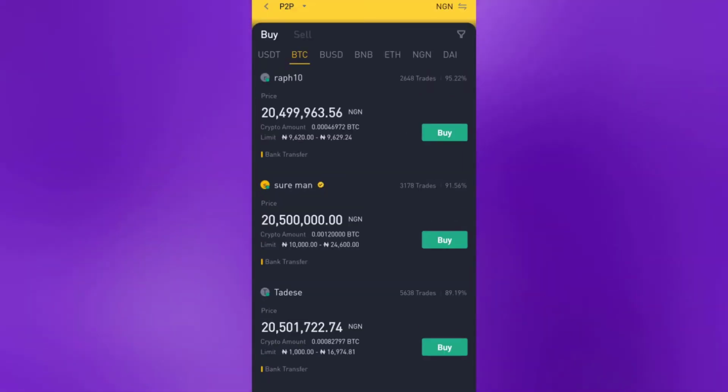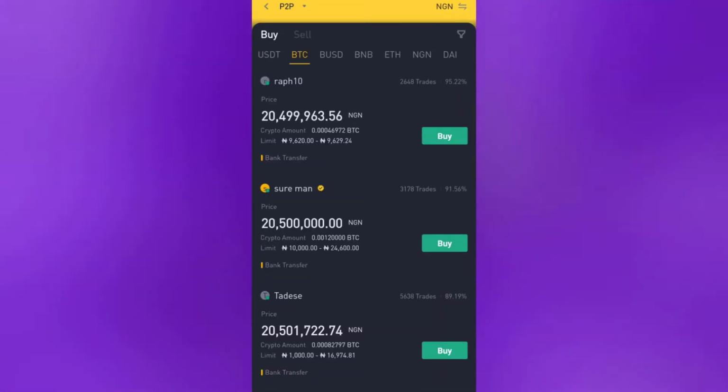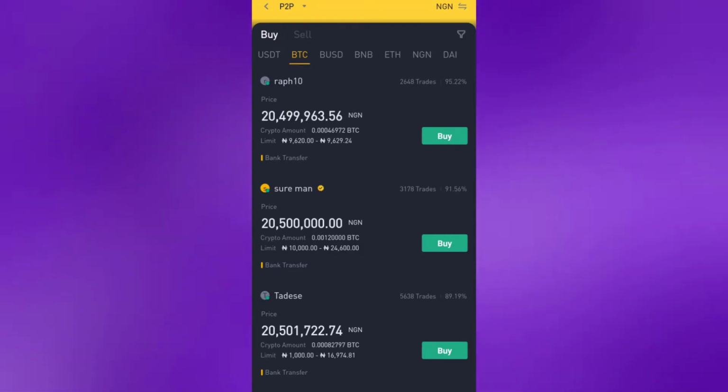Okay, so I look at people's prices and see what they are selling their crypto for, and I also look at their trades and their completion rate as well.